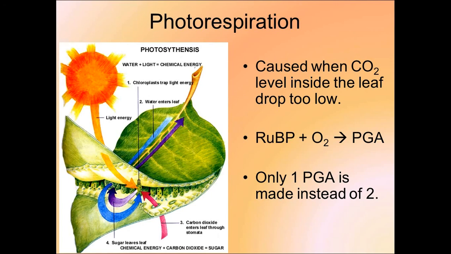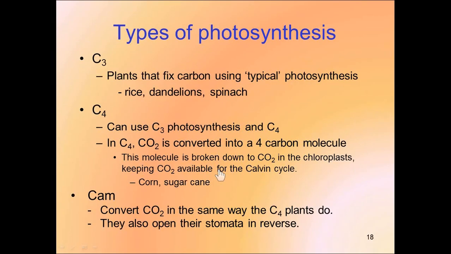So that PGA keeps going back to RUBP and around and around and around, and so no glucose molecules are made. If this continues for a long enough period of time, the plant will use up all of its stored glucose and will eventually starve and die. There are three types of photosynthesis. C3, which is typical photosynthesis, which we've talked about through this chapter because they create 3 carbon sugars at the very beginning. C4 and CAM.